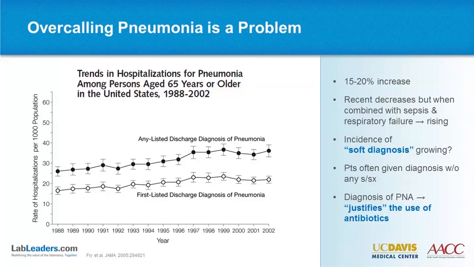What's scary is this incidence of soft diagnosis of pneumonia that is potentially growing. That's when patients are often given a diagnosis of pneumonia without any signs or symptoms of pneumonia. Not so great. And typically, as practice is prompting and maybe perhaps patient pressure is prompting this, the diagnosis of pneumonia justifies, quote unquote, the use of antibiotics. Again, without any real evidence that there is a pathogen involved or that there is a pathophysiological mechanism ongoing that shows that there is a physiological response to infection.